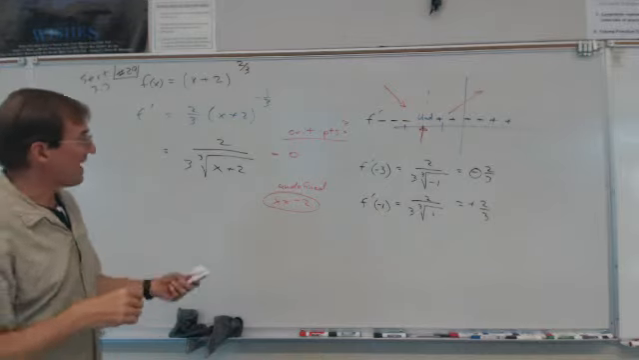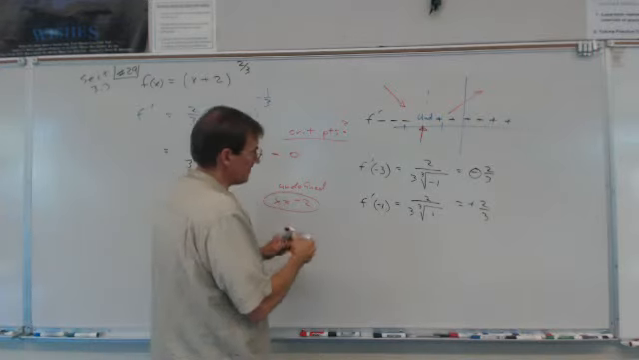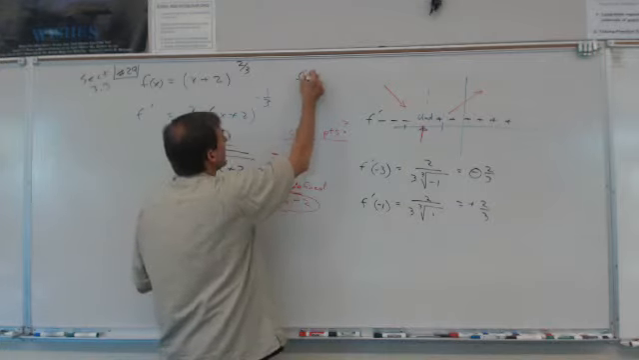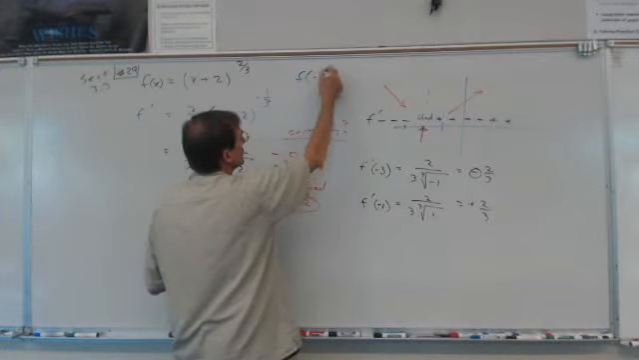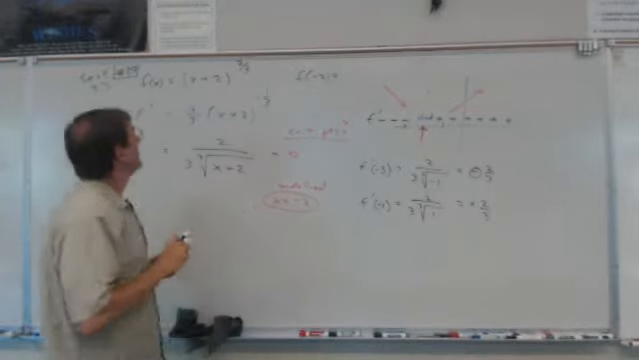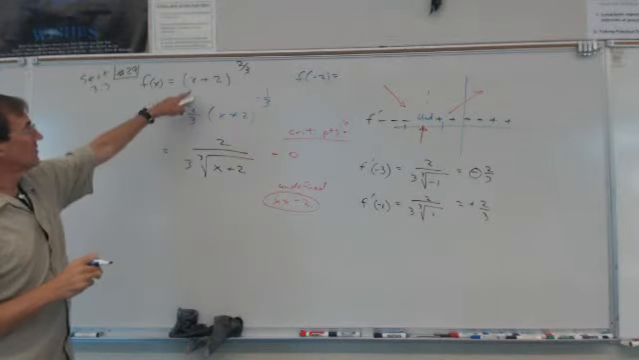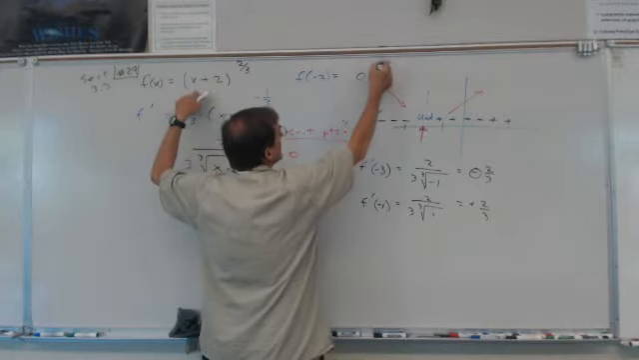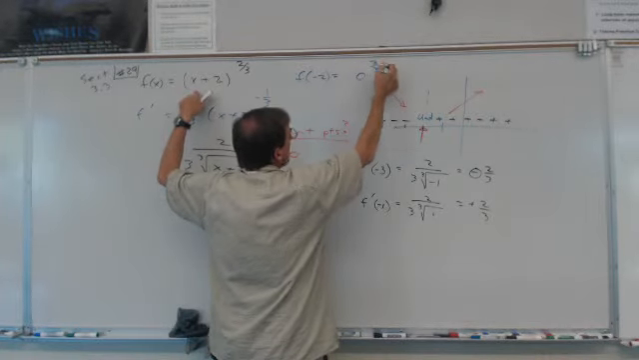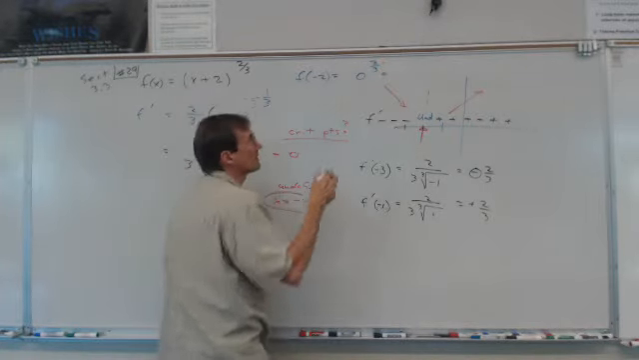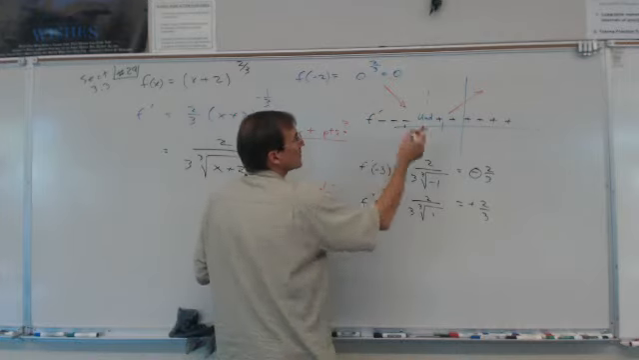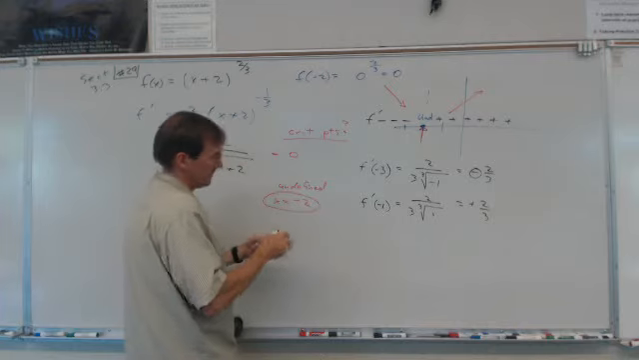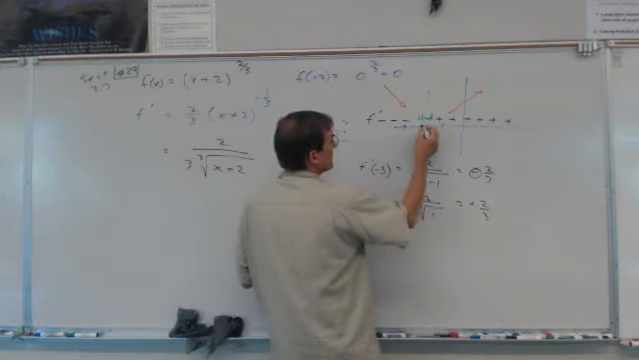So let's find the value of the function at the critical point. So what's the value of f? I want to know f when x is equal to -2, and that's 0, right? It's 0 to the 2/3 power. And 0 to the 2/3 power is just going to be 0. So right here, that's the value of the function at that point. At -2, it's going to be 0.